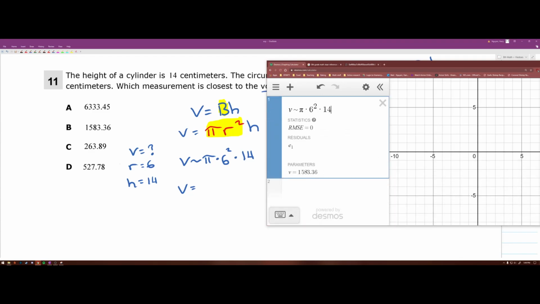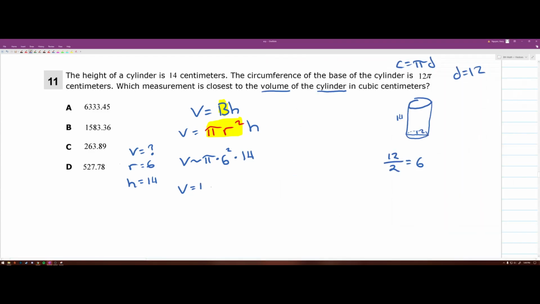And it says V is equal to 1583.36. Now we can go back to our answer choices and see which answer choice matches our volume. A, nope. B, that's good. Let's check C and D just in case. C, nope, doesn't match, and D does not match. So our answer is B.